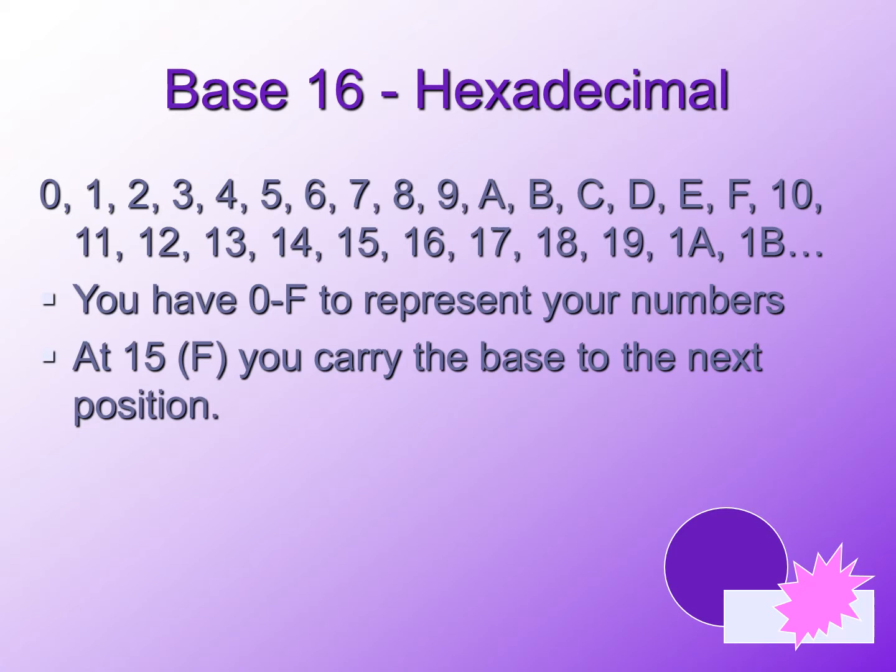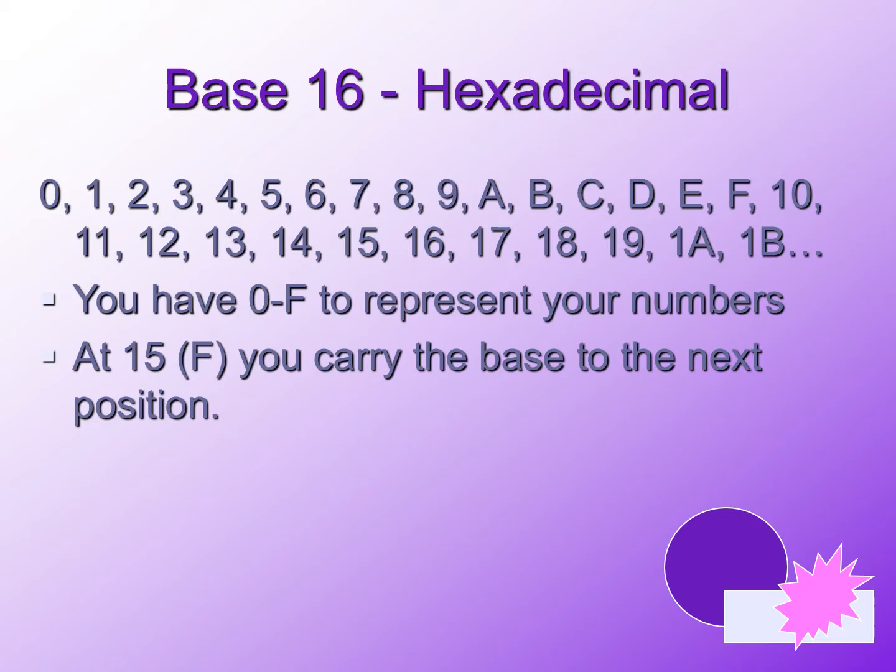Now 1, 1. Notice 1, 1 in decimal is 11, 1, 1 in binary is 3, and 1, 1 in hexadecimal is 17. So then we have 1, 2, 1, 3, 1, 4, 1, 5, 1, 6, 1, 7, 1, 8, 1, 9, 1, A, 1, B, 1, C, 1, D, 1, E, 1, F. And then after 1F, I'm going to have to move to the next position, so that's going to be 2, 0.